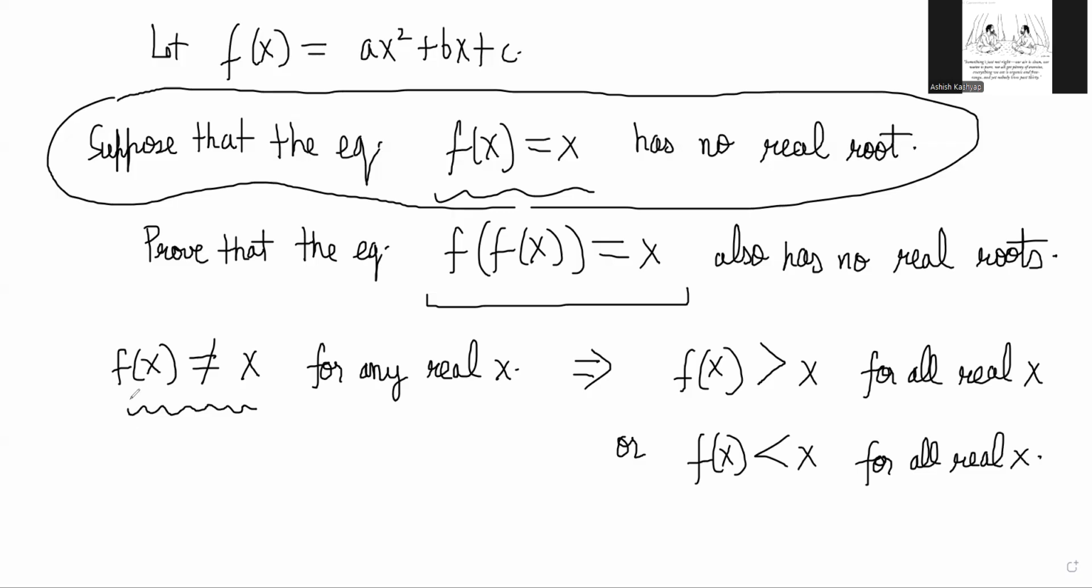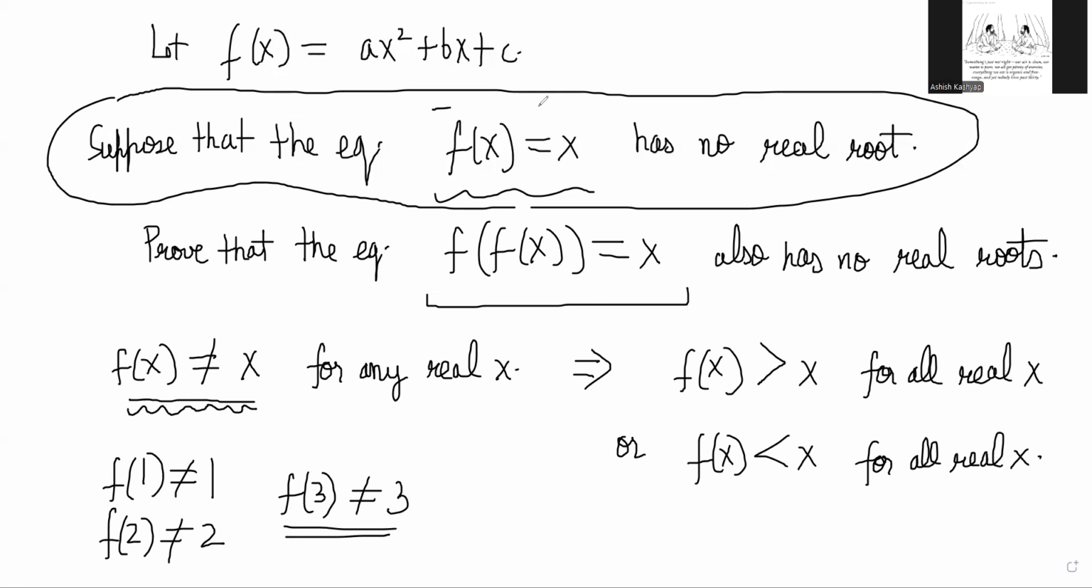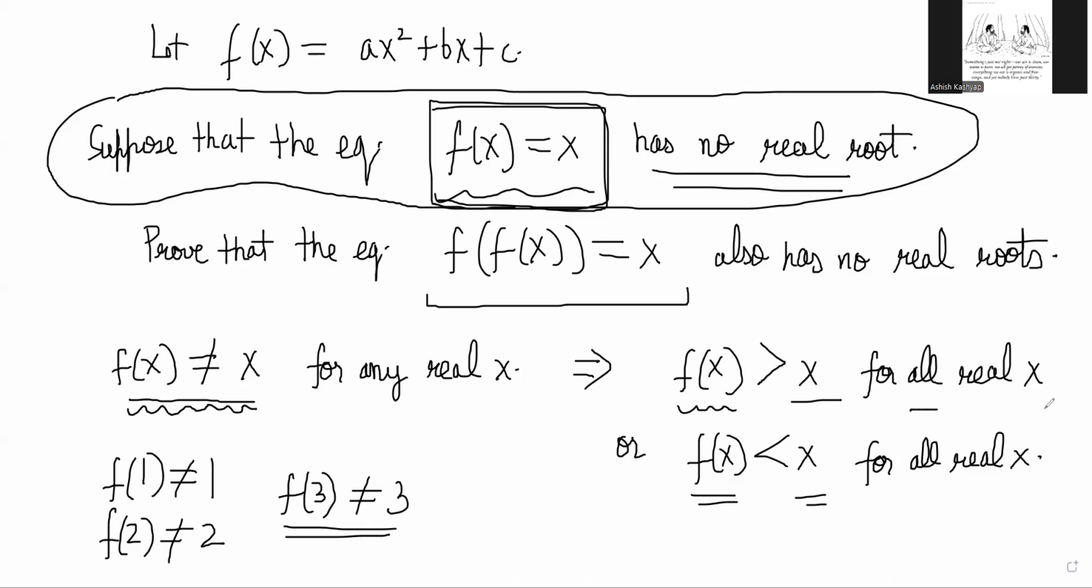f of x is not equal to x for any value of x. Basically, what that means is f of 1 cannot be equal to 1, f of 2 cannot be equal to 2, f of 3 cannot be equal to 3. The reason is we have no real roots here. For any real number, f of 1 is not 1, f of 2 is not 2, f of 3 is not 3, and so on. So that automatically means that कोई भी x डालोगे तो f of x will be either bigger than x or f of x will be smaller than x for any real values of x. Is that clear?